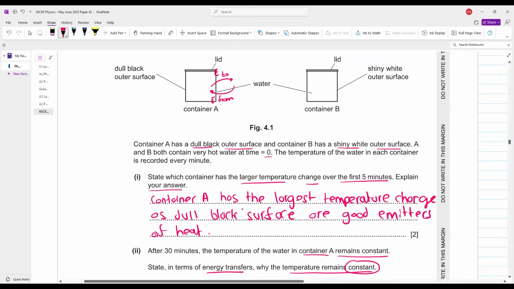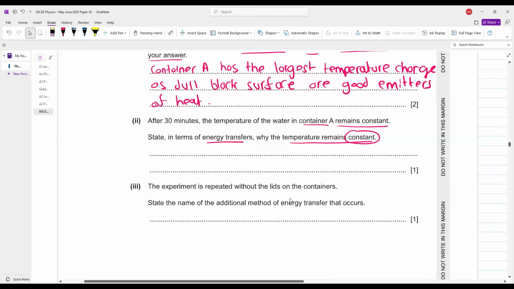Let's say the container is taking in 5 joules from the surrounding. It is also giving out 5 joules to the surrounding. The overall energy transfer is zero. Hence, there is no change in temperature, or the temperature remains constant.